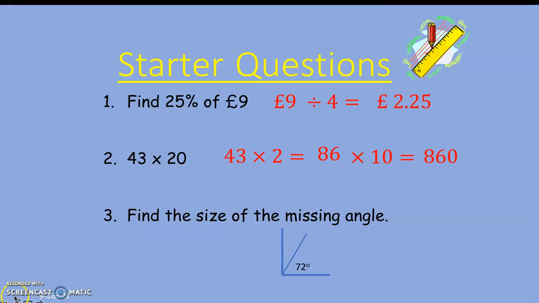Okay. Right, question number 3, you have to find the size of this missing angle. What you should have noticed is that this here is a right angle. All the angles in a right angle have to add up to exactly 90 degrees. So to find the size of that missing angle, I'm going to take 90 and subtract the angle that we know, which is 72, and then we get our answer of 18 degrees.